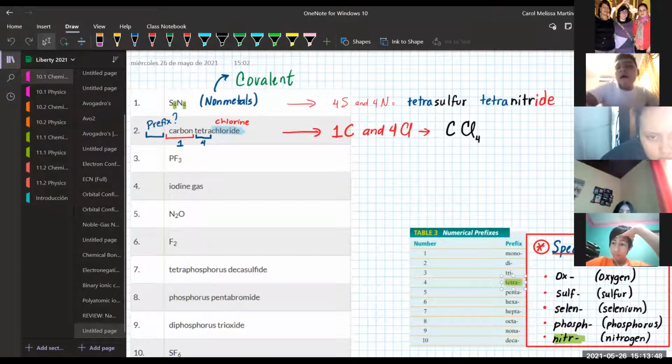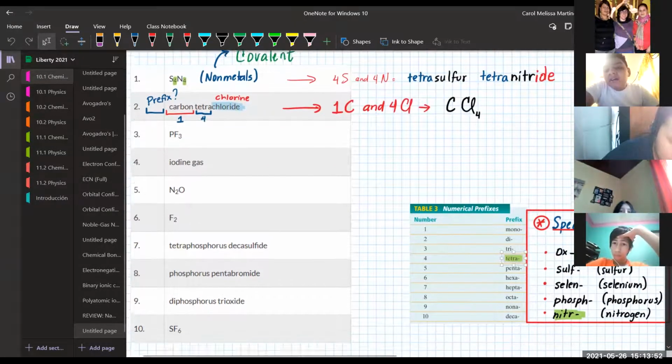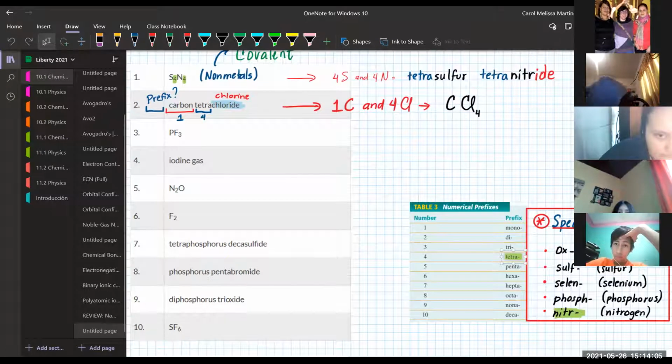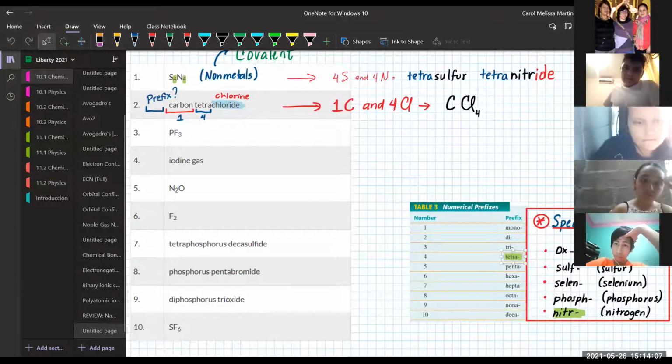Now take a look at these exercises, the rest. Tell me, do you want me to explain another one from here? From 1 to 10? From 3 to 10? Which one do you want me to explain? Number 4. Number 4. Ah, it's true. No, I guess I know it.